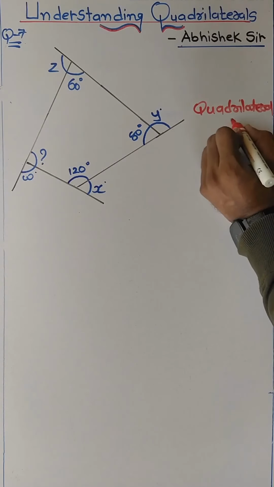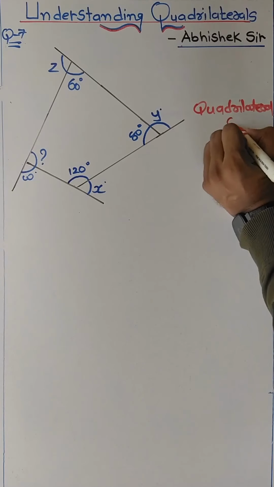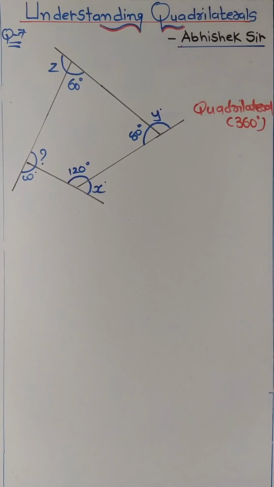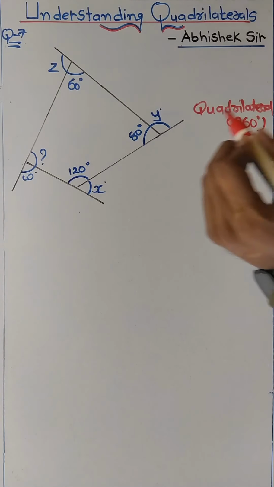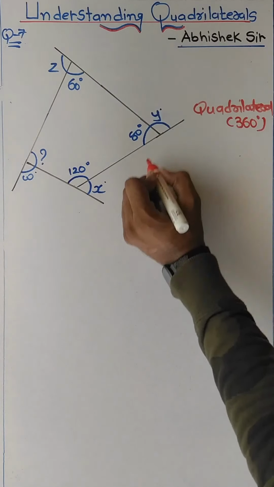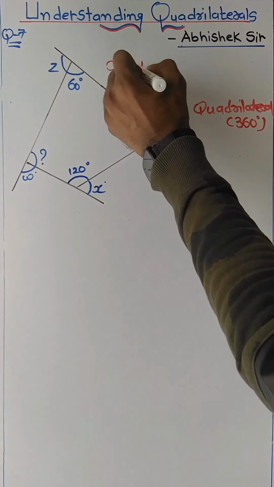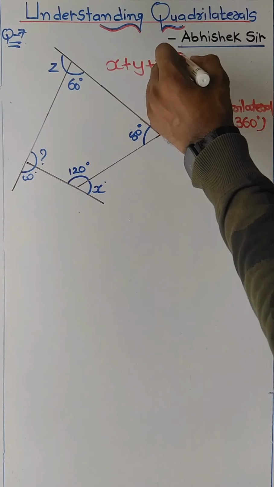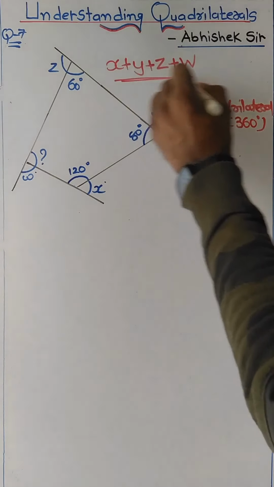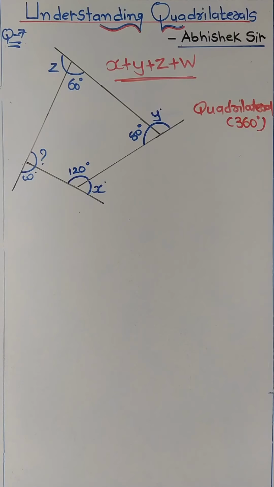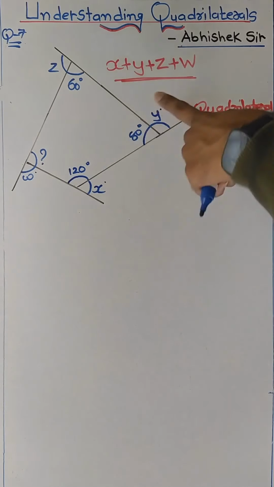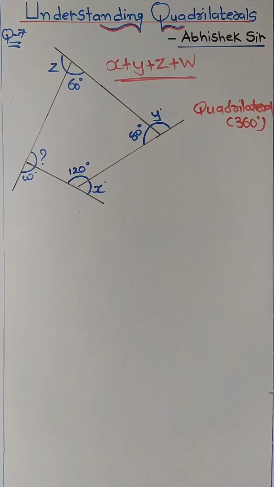So what will be the angle sum property? Angle sum property will be 360, right? Why am I telling this? Because we will be using that. Now let us understand what is the original question. We are told to find out x plus y plus z plus w, 4 different angles, right? In the previous question we found 3 different angles and then we added. Now in this question again we are given 4 angles and then we'll have to add.